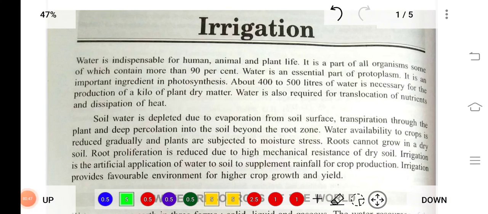We discuss irrigation and its resources, the water resources of India and Maharashtra, and the developments in them. Water is an indispensable content for human beings, animals, and the plant life cycle. It is a part of all living organisms, and it makes up more than 90% of the plant body mass. Water is an essential part of protoplasm, and an important ingredient in photosynthesis.